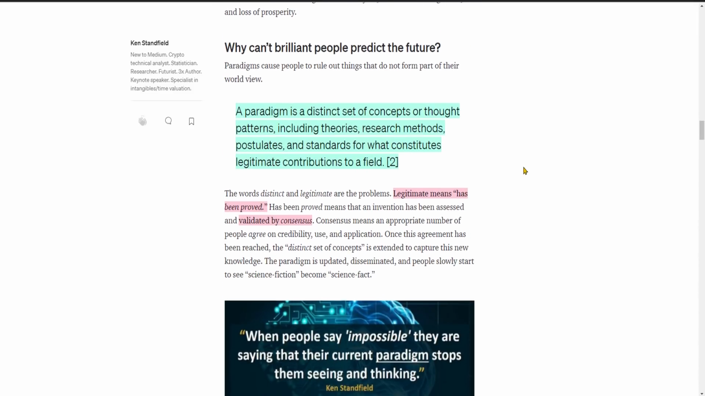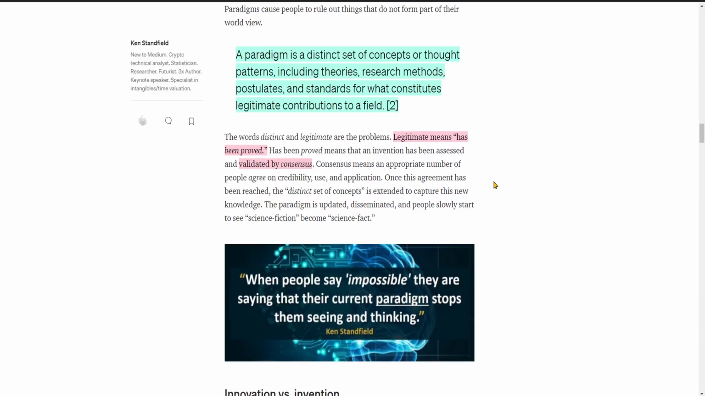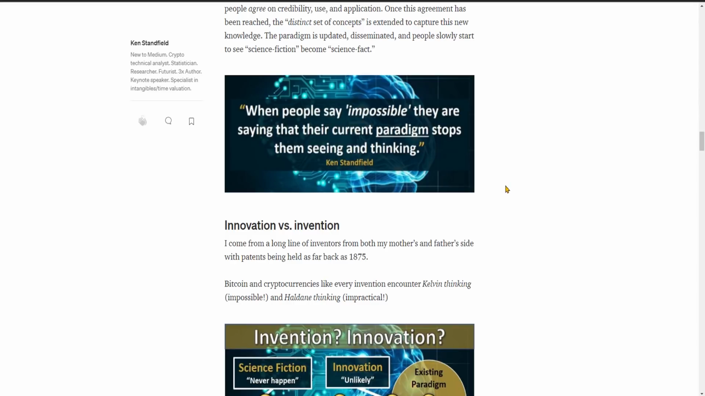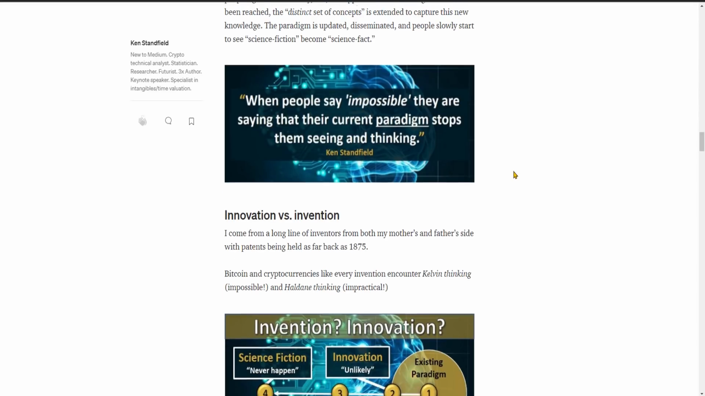So what's a paradigm? It's a distinct set of concepts or thought patterns, including theories, definitions, research methods, standards, for what constitutes a legitimate contribution to a field. Legitimate means it's proven by consensus. You know the funny thing with innovations, they're not proven by consensus. They take time to develop, like Bitcoin has.